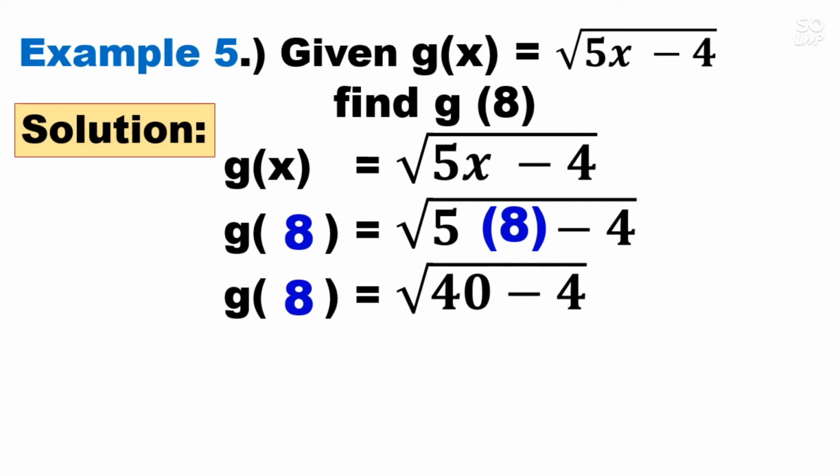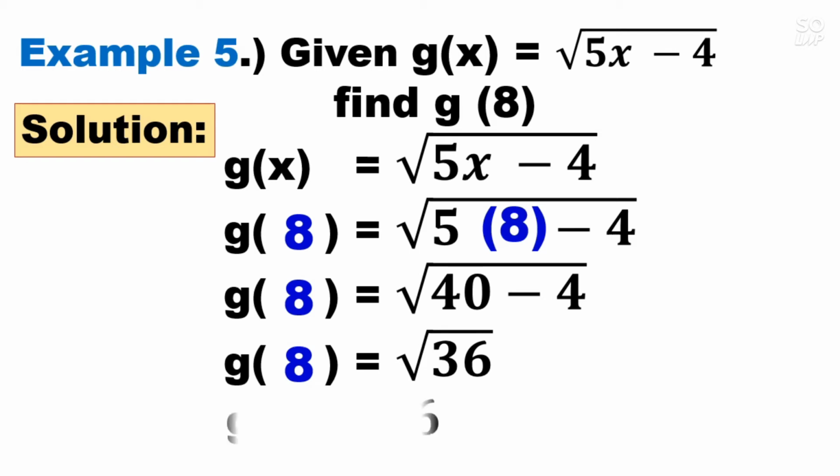Then, g of 8 equals 5 times 8 is equal to 40 minus 4. Then, g of 8 equals 40 minus 4 is 36. Square root of 36 is 6. Or the value of g of 8 is 6.